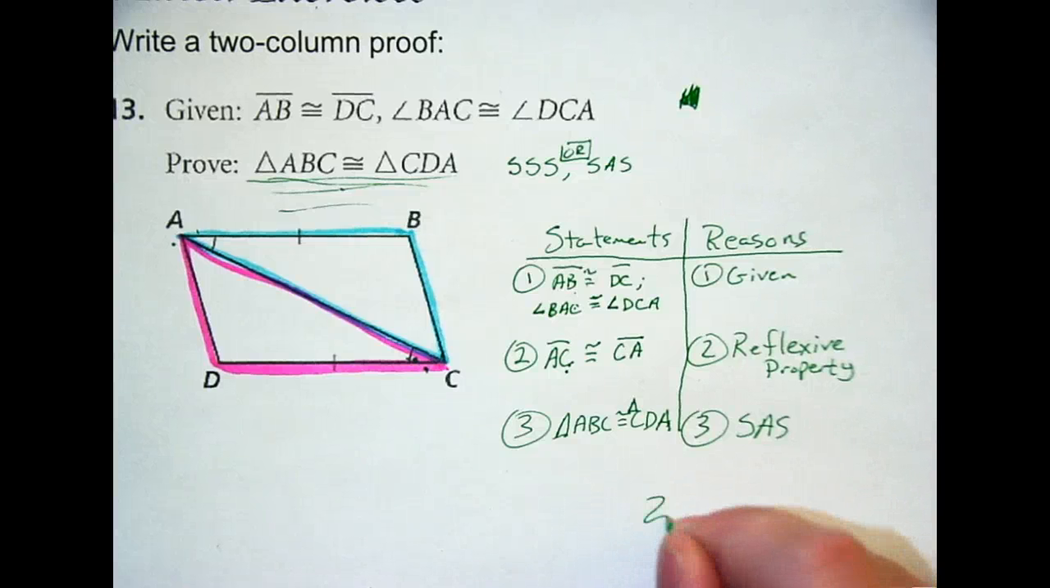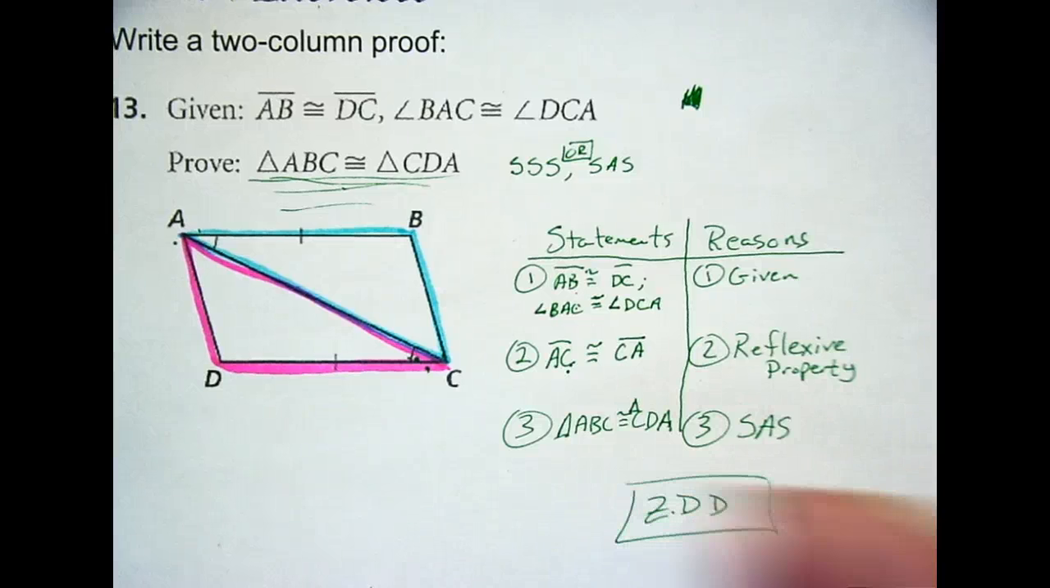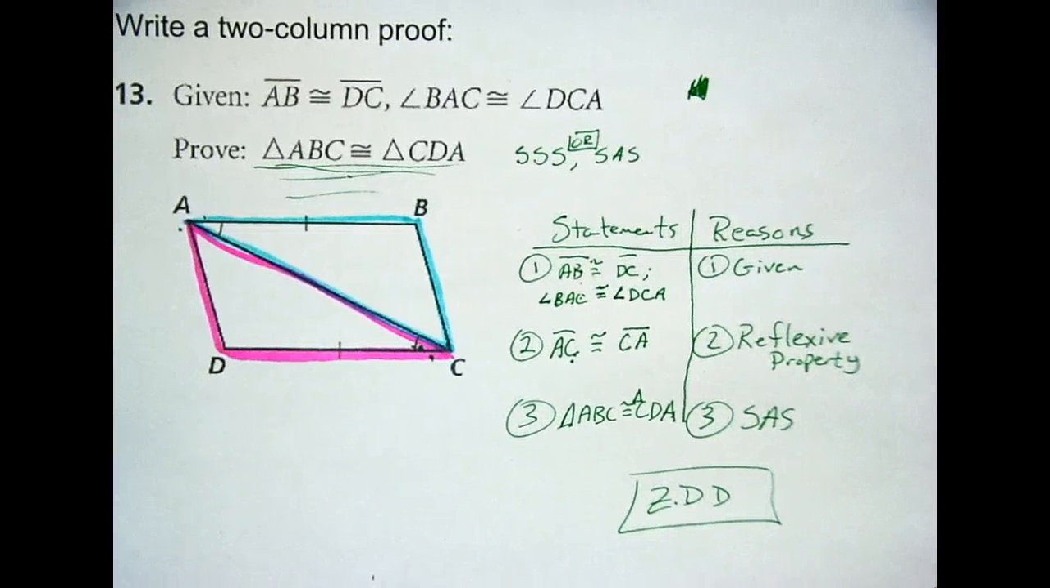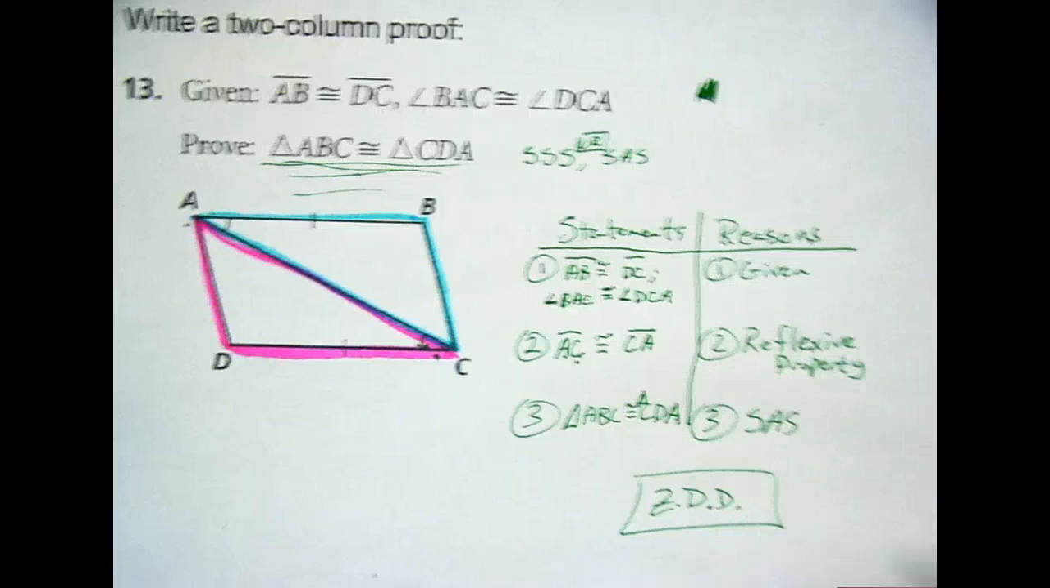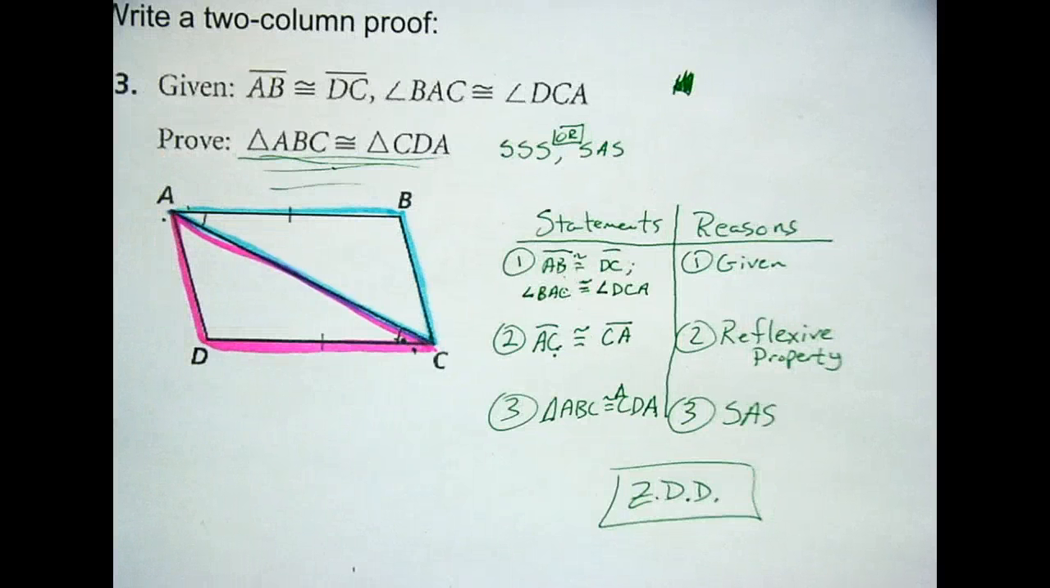And then we end our proof with our cool endings. The real ending is QED. I use ZDD. You can use whatever you want. You'll write it down on your quiz, so I have something to read besides proofs. Questions?